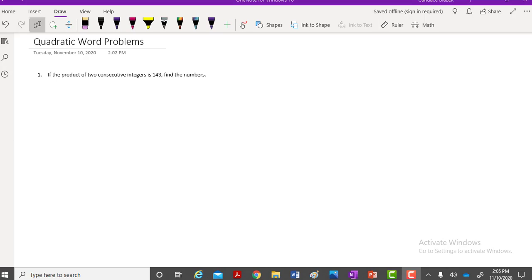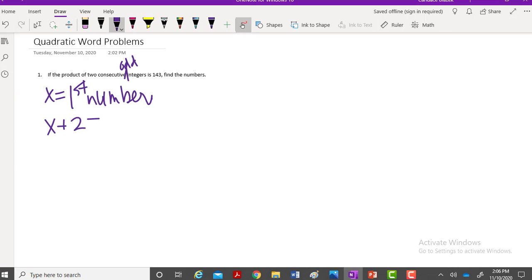Question 1. If the product of two consecutive integers is 143, find the integers. Well, what I know is I'm going to let x be the first number. And if x is the first number and they are consecutive integers, in fact, I'm even going to go further and say consecutive odd integers. I forgot that word. It's very important. For consecutive odd integers, the first number is going to be x. The next odd integer we would say is x plus 2, to keep them odd, is my second number.